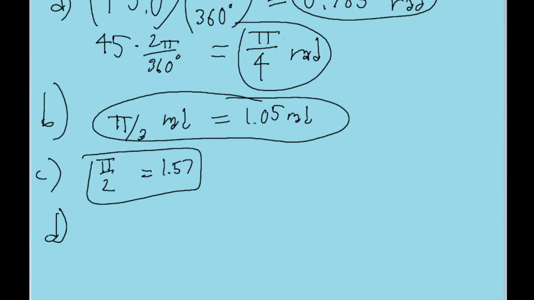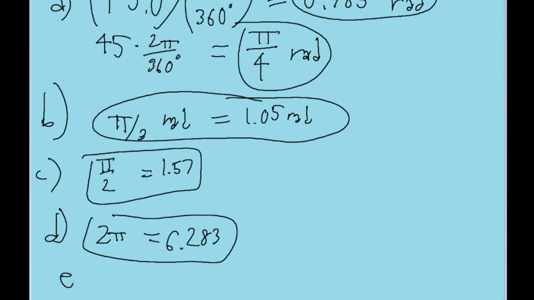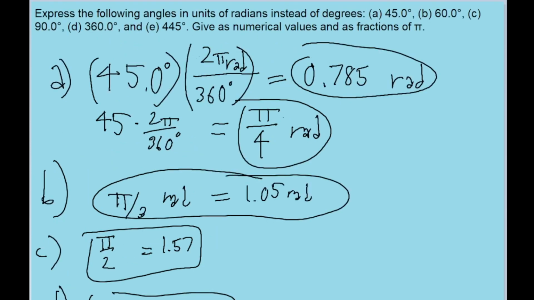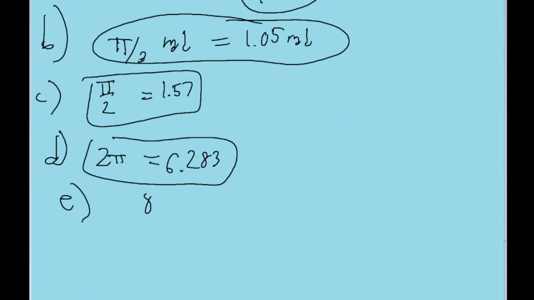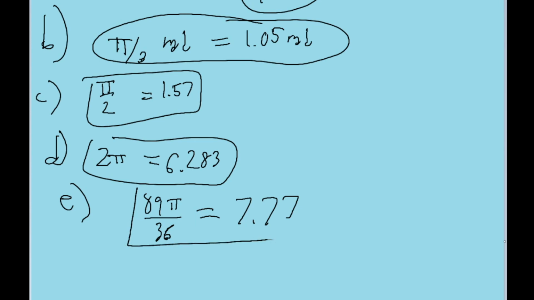For part D, we have 360 degrees. That is one full trip around the circle, one full revolution. So that is equal to 2 pi radians, also known as 6.283 radians. And finally, for part E, we have 445 degrees, which is actually more than a full revolution. But that turns out to be 89 pi over 36 radians, or alternatively written as 7.77. And that's the answer to part E. So that is the answer to all of these parts.